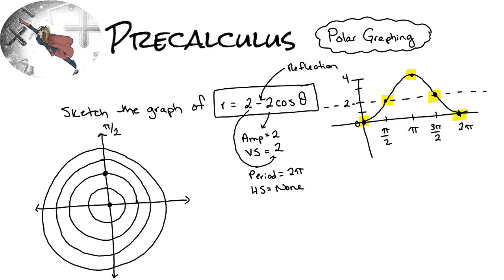Now let's just keep plotting points before we draw the curve. So at pi radians, which is to the left, the radius is 4, so we count 4 away from the origin, which would be a point that's here. At 3 pi over 2, that's straight down, the radius is 2, so that would be a point right here. And at 2 pi, it's back to being 0, so that's just the origin again. We already have a point drawn in right there.